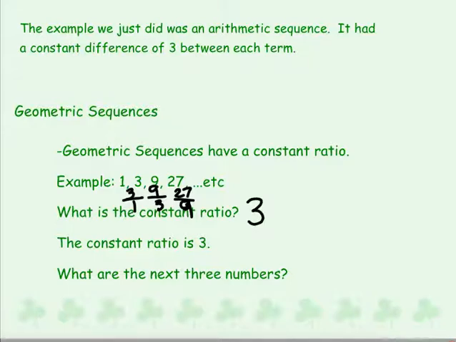So what are the next 3 numbers? Well, I would be doing 27 times 3, which is 81. We get the next, 243, and then that times 3, 243 times 3 gives me 729. Those would be the next terms in the sequence.